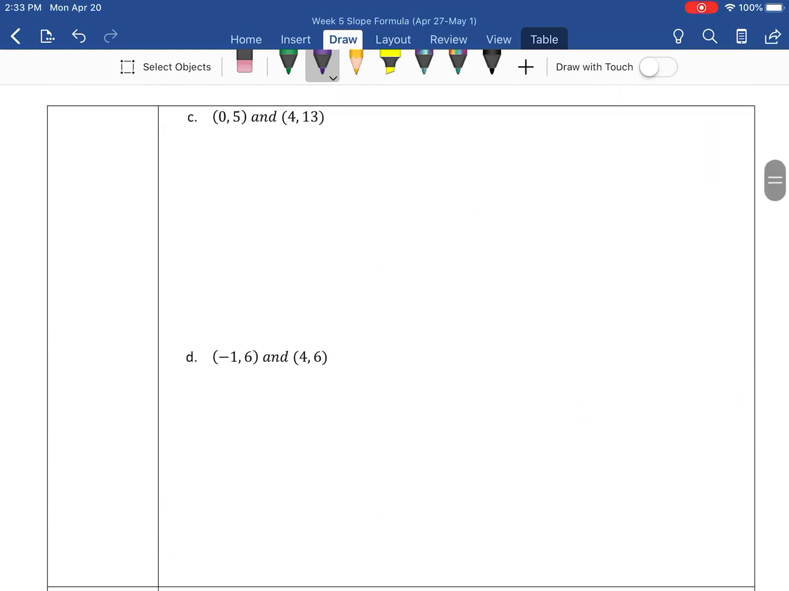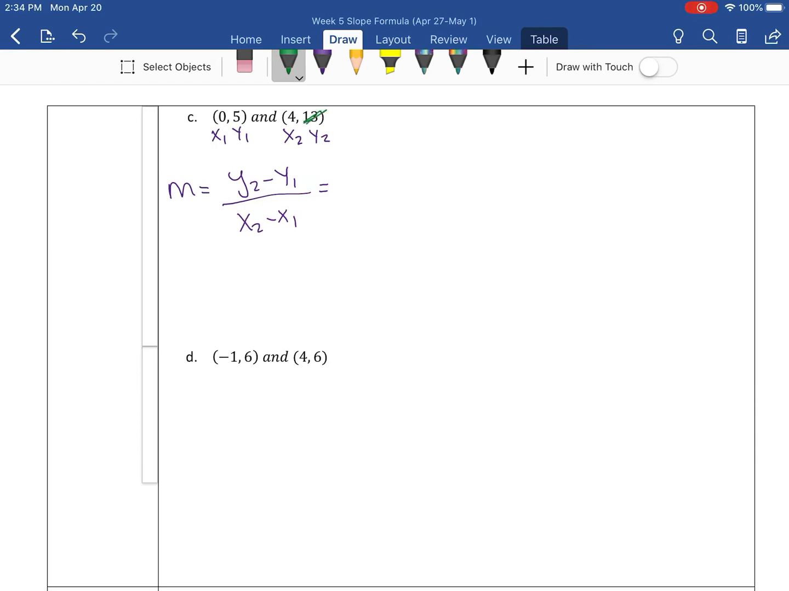We have a couple more. It'd be a good idea to pause and try and finish these last couple for yourself. So letter C, we have (0, 5) and then (4, 13). So again, we're going to start off just by labeling our x1, y1, and our x2, y2, and then we can go ahead and plug those into our formula. And I like to write my formula down each time, just so I remember where my numbers go. The more familiar you are with the formula, the easier it will be to do this process. So it just helps you memorize it.